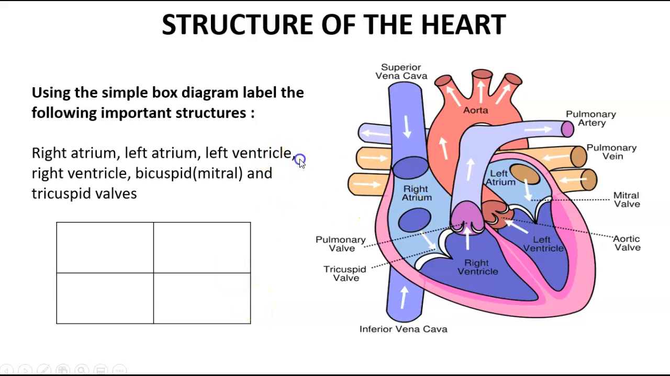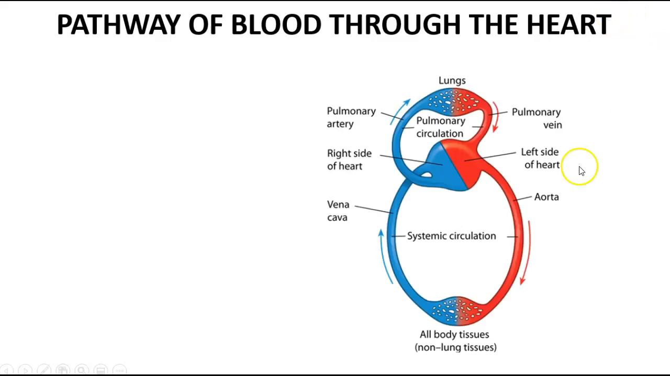Let's have a look then at the pathway of blood through the heart. Basically the heart works as a double pump. So I'm going to take you through one side of the circulatory system, or the cardiovascular system, at a time. We're going to have a look at how blood travels through there. Again, you don't need to make notes on this. I'm just going to take you through for those people who have no idea.